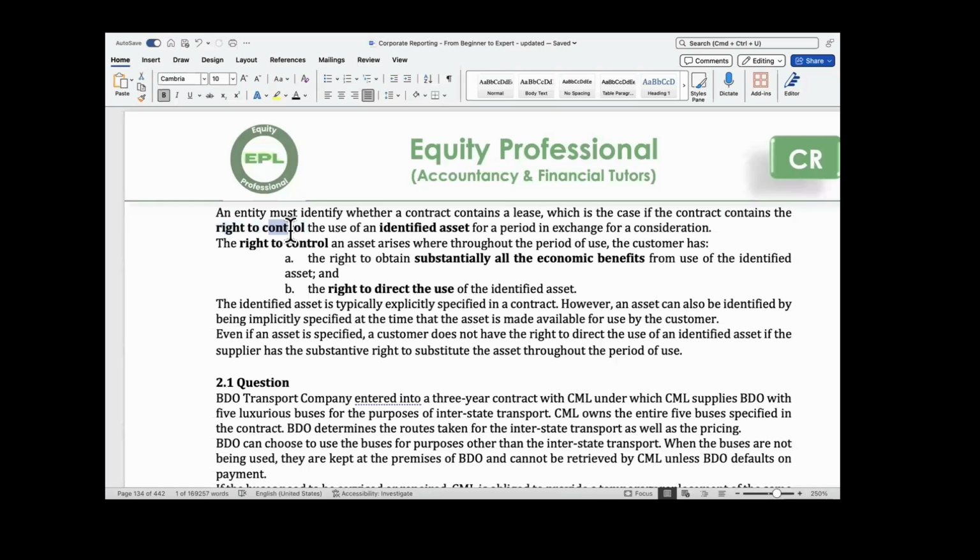And when we say right to control, it means two things. One, it represents the right to obtain substantially all the economic benefit from using the identified asset, and also the right to direct the use of the asset.